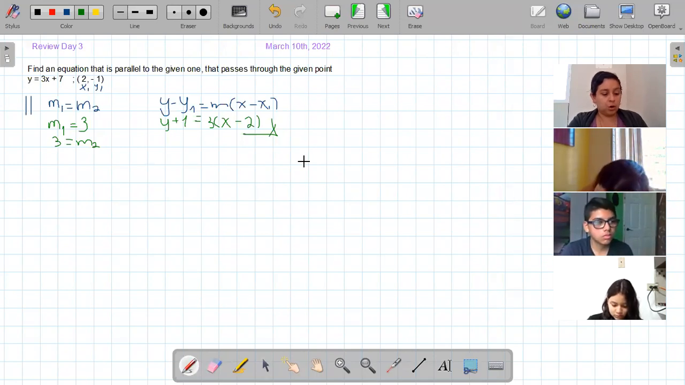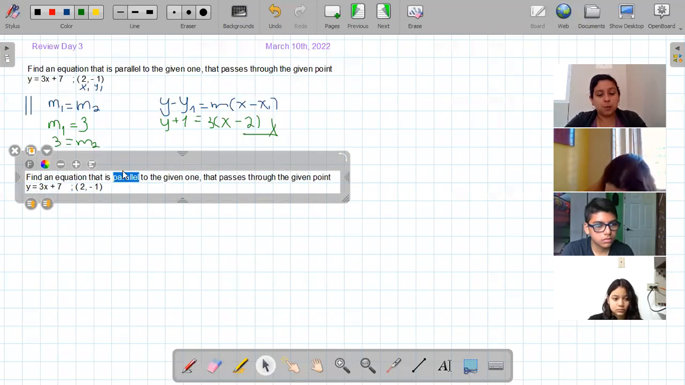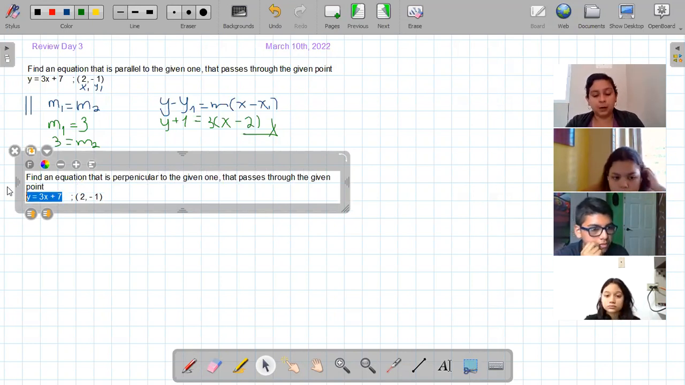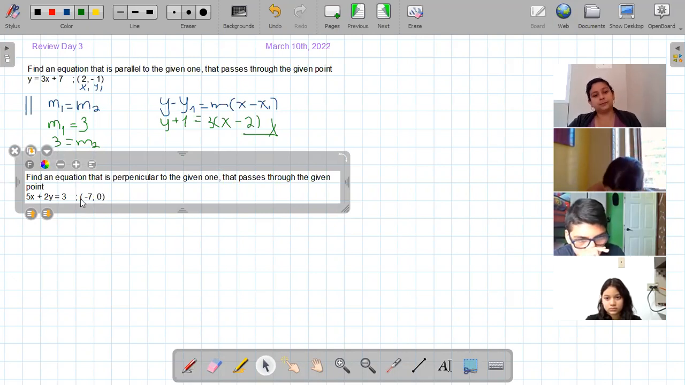Okay. So we're going to do another one. We're going to work now with a perpendicular line because this is so easy peasy. So find an equation that is perpendicular to the given one that passes through the given point. So in this case, we're going to have 5x plus 2y equals 3. And the given point is going to be (-7, 0). Okay.